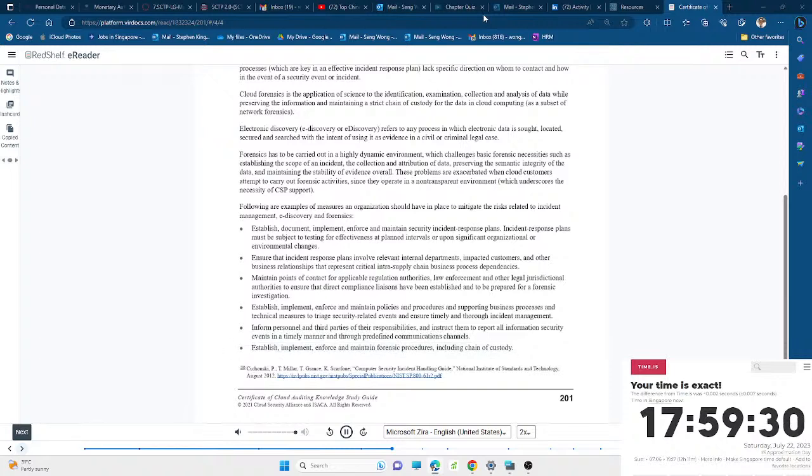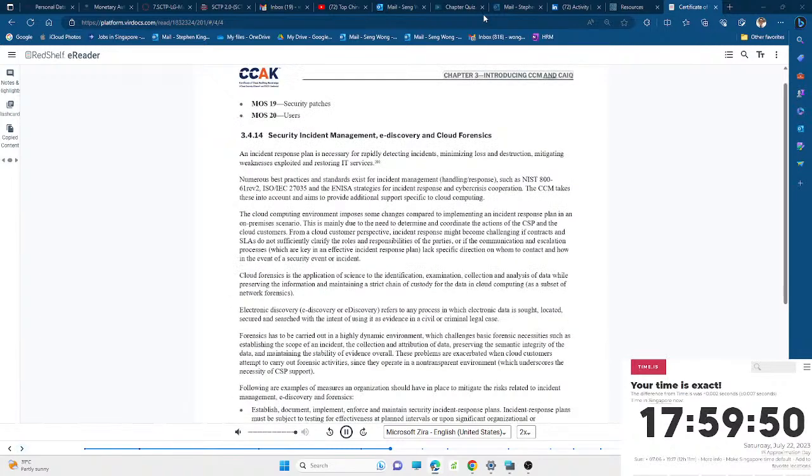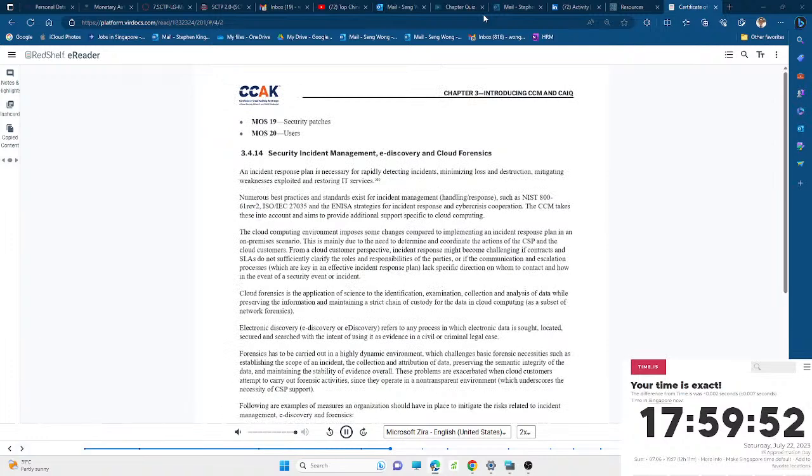18200 Ccak, P. T. Miller, T. Grants, K. Scarfone, Computer Security Incident Handling Guide, National Institute of Standards and Technology, August 2012, https://nlopubs.nist.gov/nistpubs/special publications/nist.sp.800-61r2.pdf 201 Certificate of Cloud Auditing Knowledge Study Guide, copyright 2021 Cloud Security Alliance and Ccak. All rights reserved. Chapter 3 Introducing CCM and CAIQ. Image with the following description, image for page with label 201.